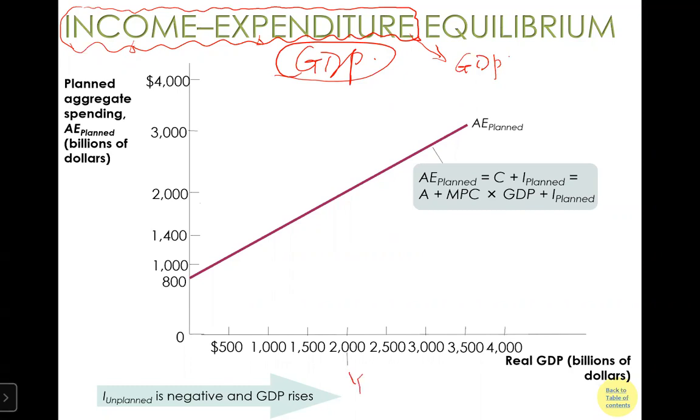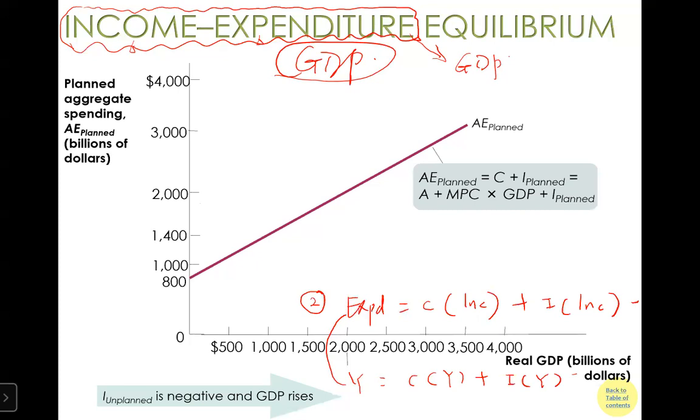So Y equals C of Y plus I of Y. I may write slightly different versions. Essentially, total expenditure equals C as a function of income, plus I as a function of income. So what's the difference here? On the top, let's call it equation 2. On the bottom, equation 1.